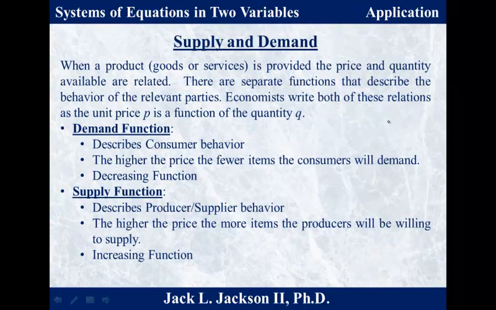Okay, one more example. When a product, whether that's goods or services, is provided, the price and quantity available are related to each other. There are separate functions that describe the behavior of the relevant parties. Economists write both of these relations as the unit price P is a function of the quantity Q. Even though we maybe think of it the other way around, they'll write P as the horizontal axis, Q as the vertical axis.